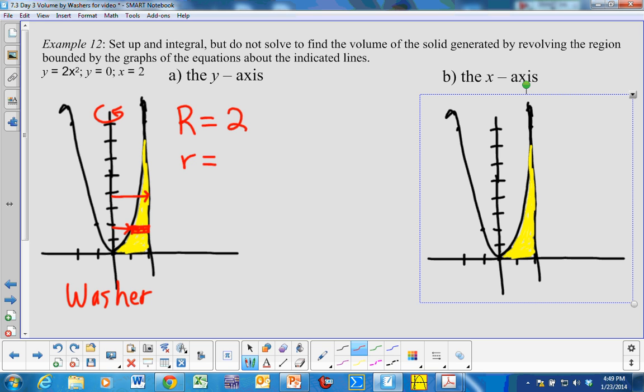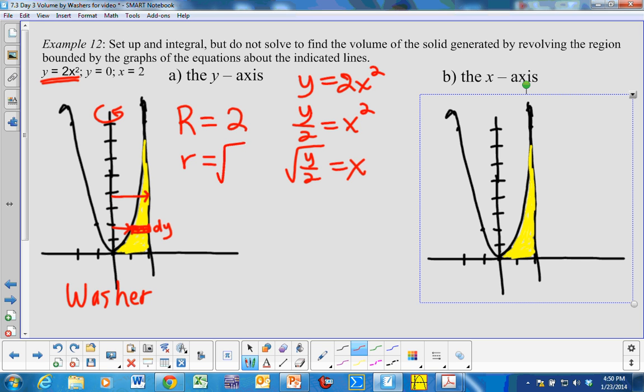But remember, our width here is delta y or dy, so everything has to be in terms of y. My function was given in terms of x. So I'm going to have to take that y equals 2x squared and solve it for x. So we divide by 2, square root both sides. Now remember, technically you get plus and minus the square root of y over 2, but since we're only dealing on the right hand side, the positive side, I just need the plus. So that means my inner radius is simply that function I just found.